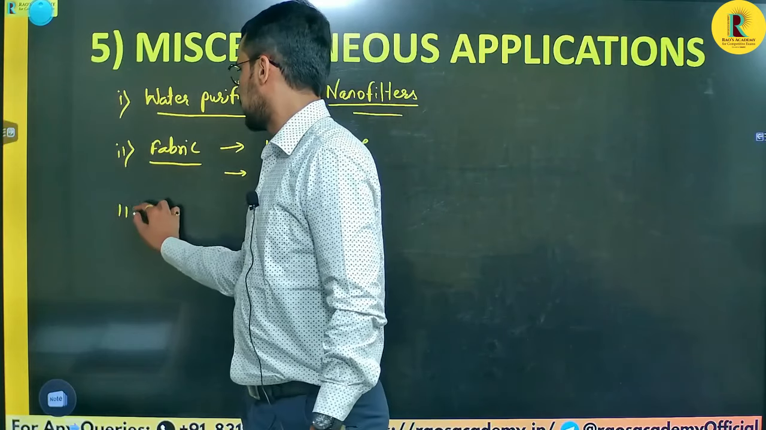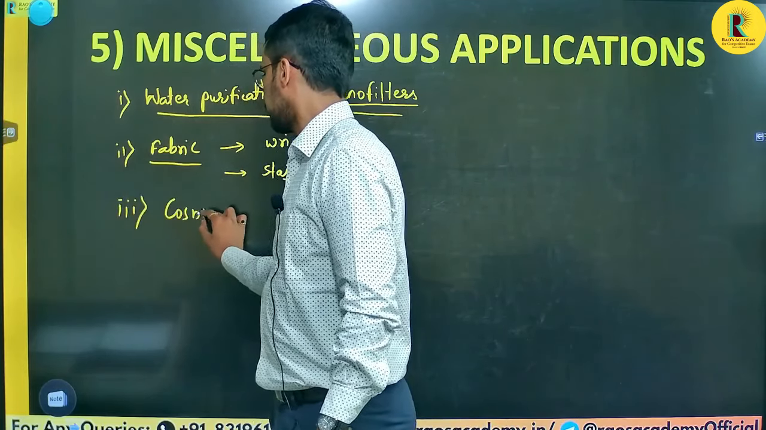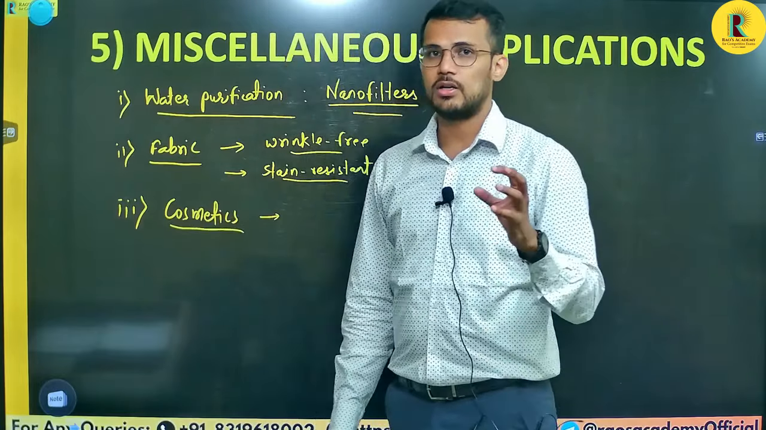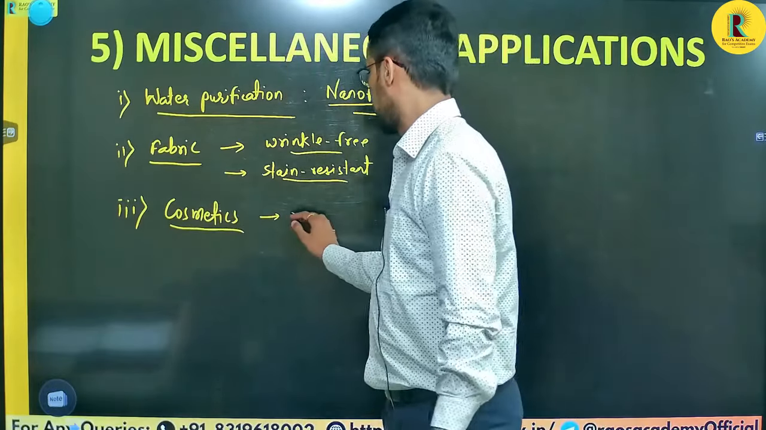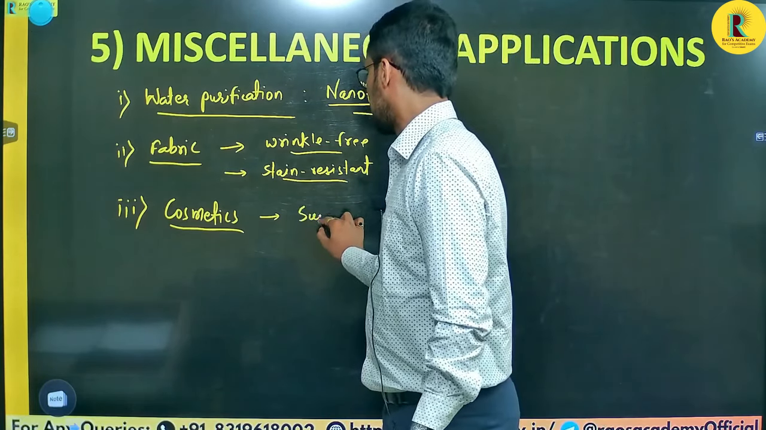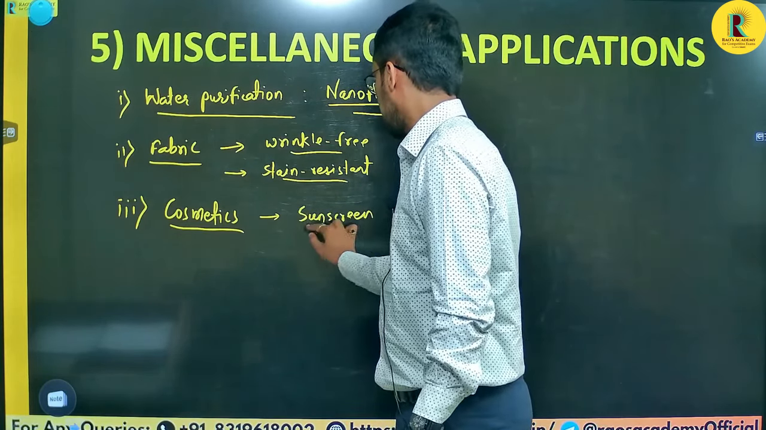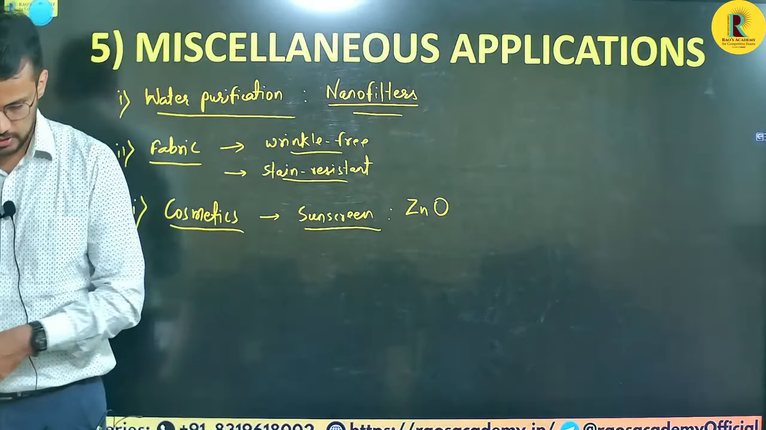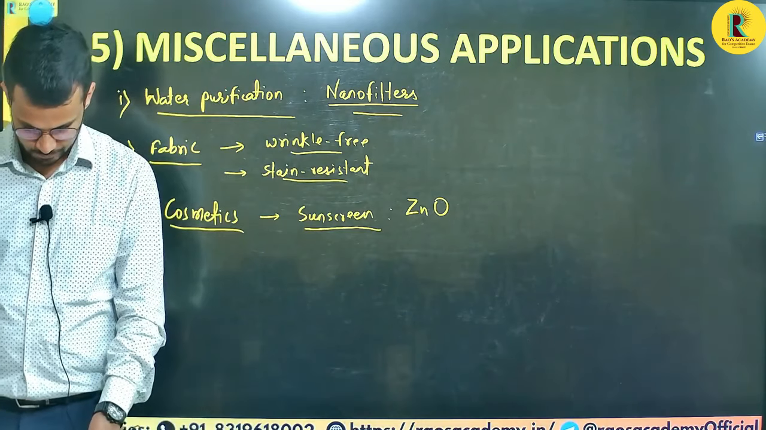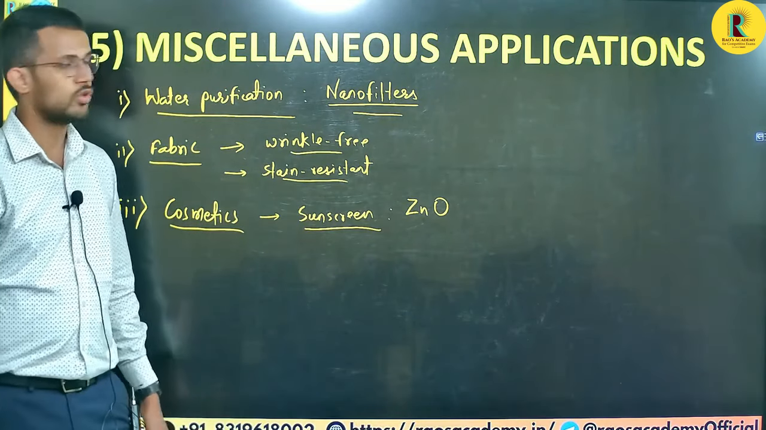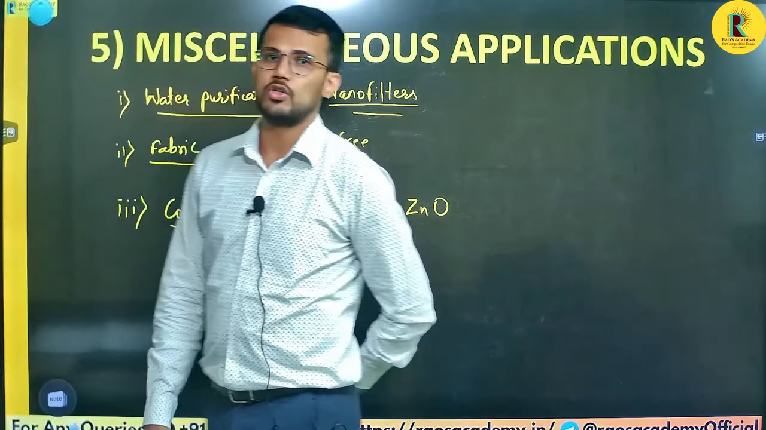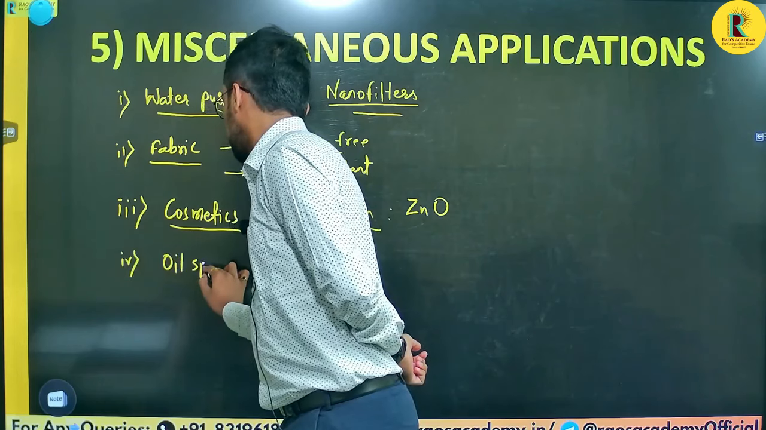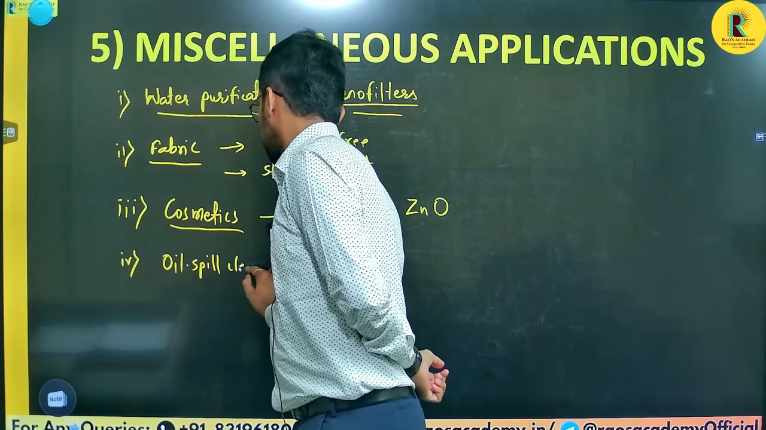Another application is in cosmetics that we have already referred to. In cosmetics also, we can use nanotechnology. Where? In cosmetics, we are using it in sunscreen. Sunscreen that is being used, it consists of zinc oxide. Fine. So that is also one of the important uses of nanotechnology. One more important use is in oil spill clearance.